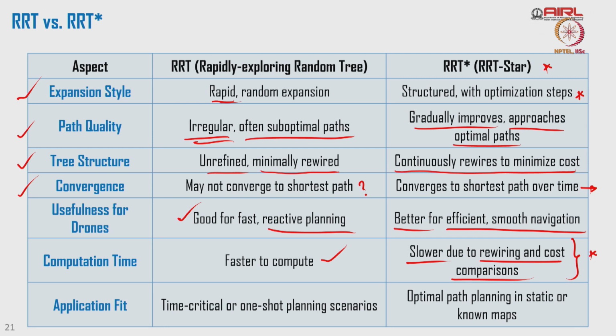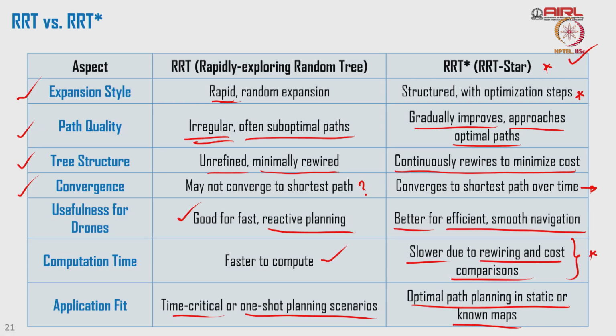Now, finally, what comes here is the application fit. So, RRT can be used in time critical or one shot planning scenarios. However, when you have a bigger mission, then optimal path planning is also an objective which we cannot ignore all the time. So, optimal path planning in static or known maps can be achieved by RRT star. Okay. So, these things are very important to understand.